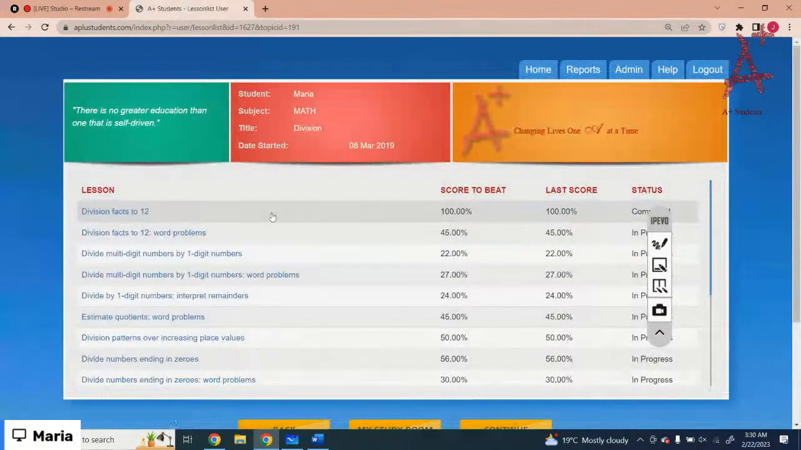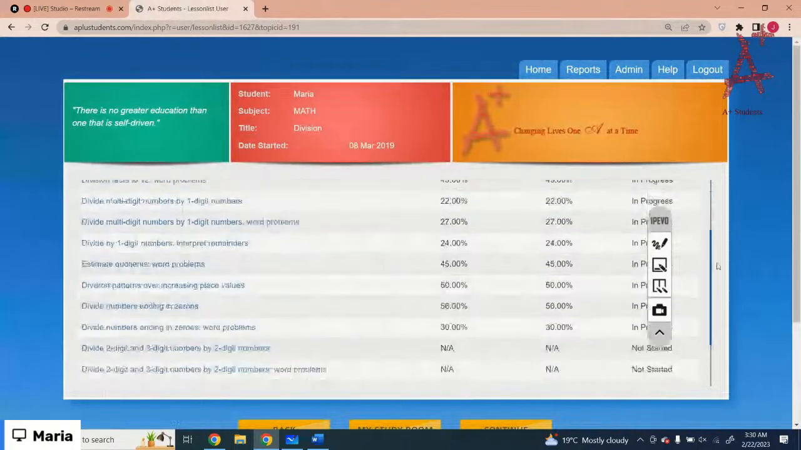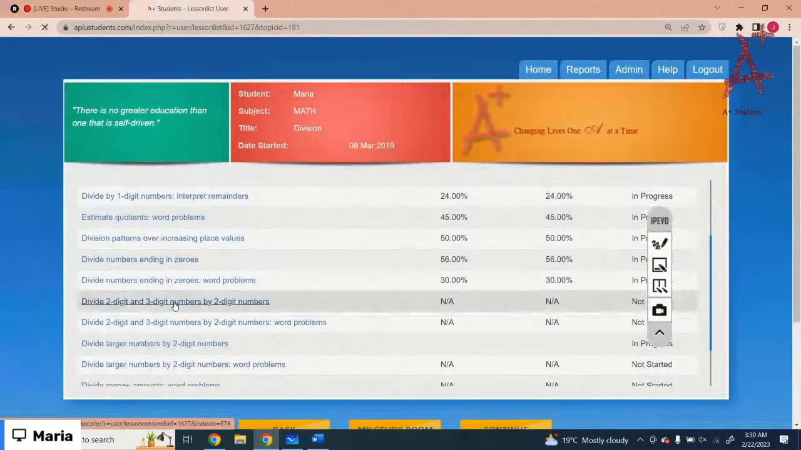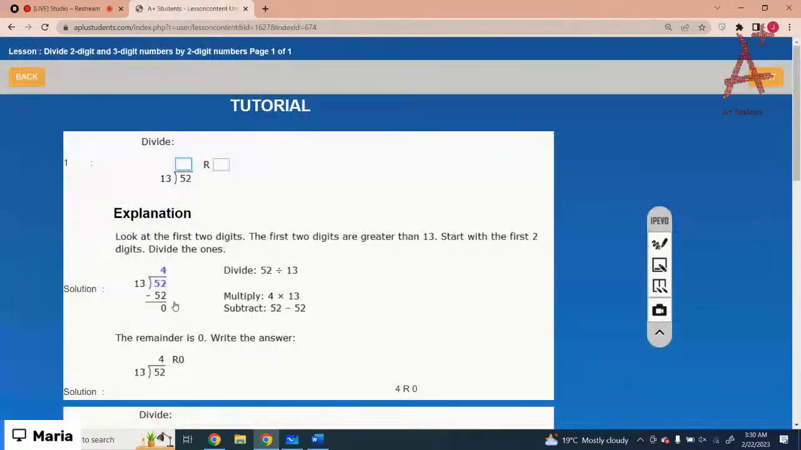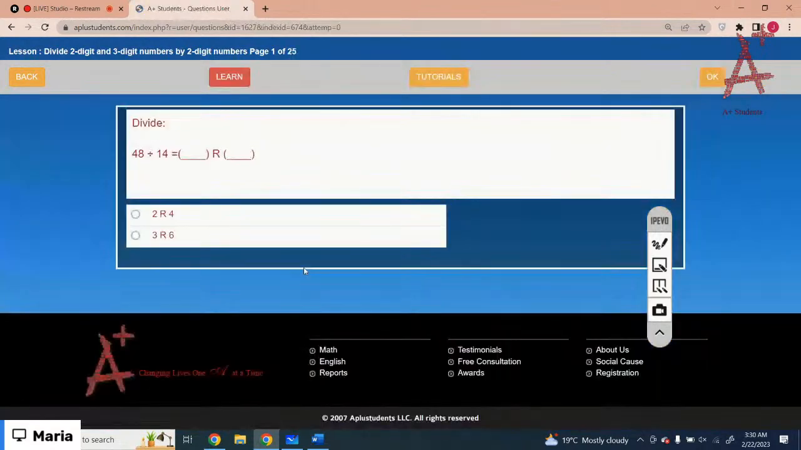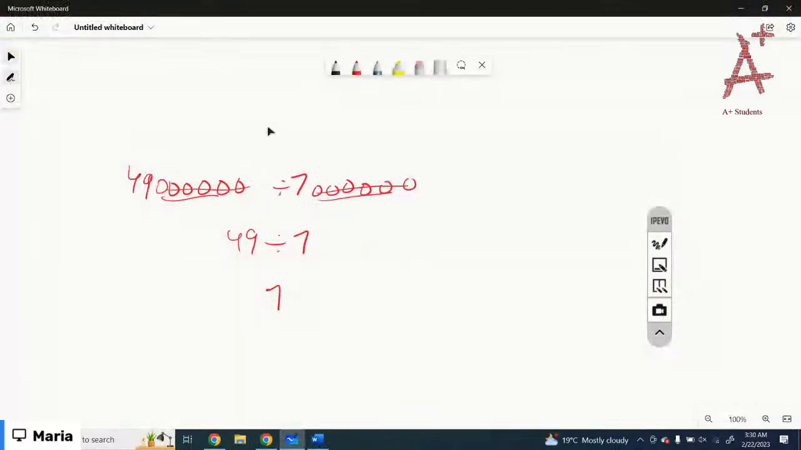The next lesson is divide 2-digit and 3-digit numbers by 2-digit numbers. So let's just start with 52 divided by 13. Let's start with the test questions. You can have a look at the tutorial by yourself. They are already solved. That's why. Okay, the first one is 48 divided by 14.